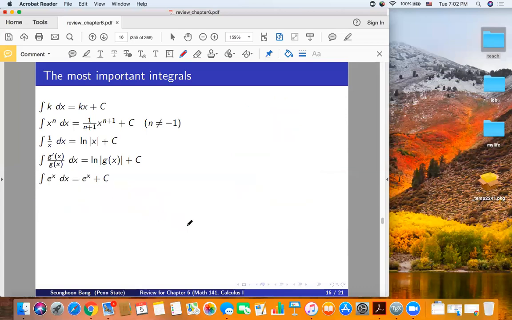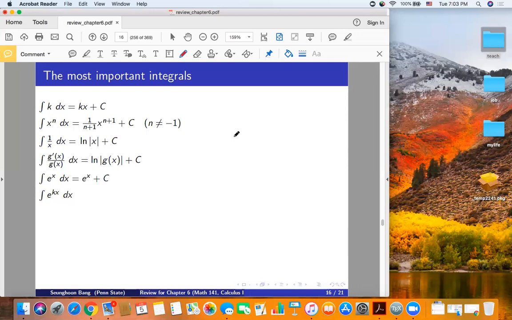Integral e to the x dx is e to the x plus c. Integral e to the kx dx is... do you know what e to the kx dx is? Do you know this one? What's integral e to the kx dx? Do you know? e to the kx over k plus c. The other students agree with the answer e to the kx over k, plus c.